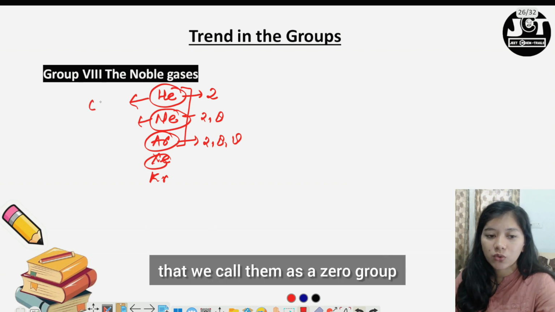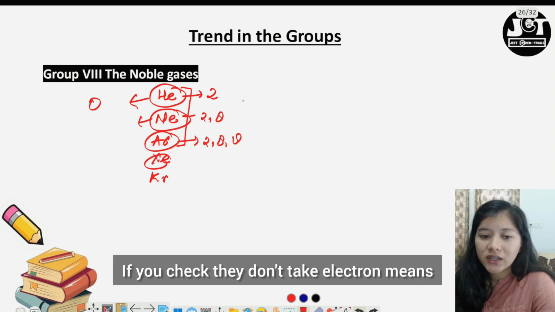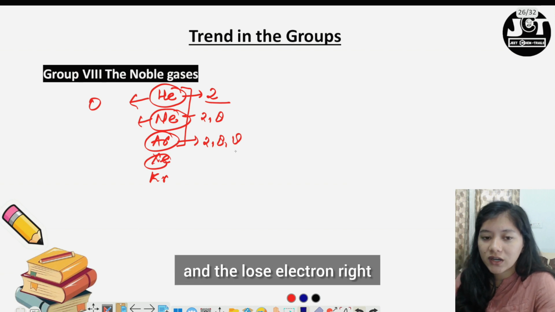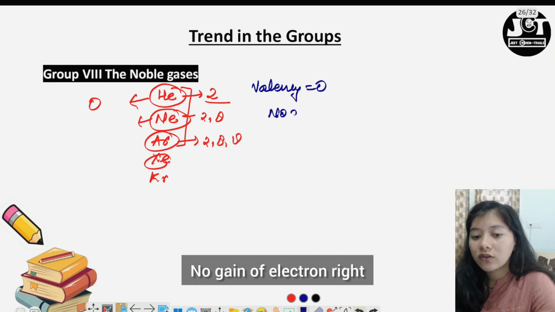that we call them the zero group. Why do we call them the zero group? If you check, they don't take electrons, meaning they don't give or lose electrons, right? Because of that, their valency, this term, we call it zero. No gain of electrons, right?